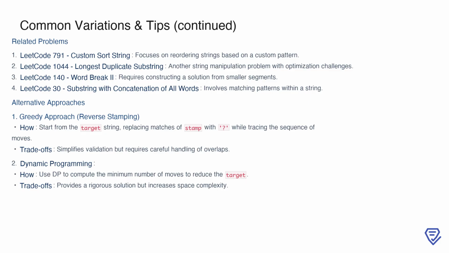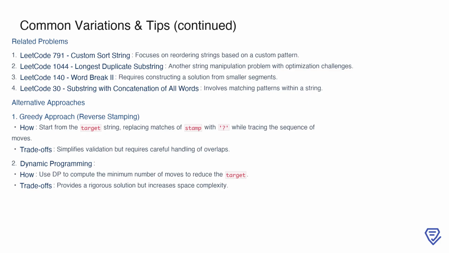When it comes to alternative approaches, the greedy method of reverse stamping is an effective choice. By working from the target string and replacing matches of the stamp with question marks, you can trace the sequence of moves more easily. However, this approach requires careful handling of overlaps, which can add complexity.